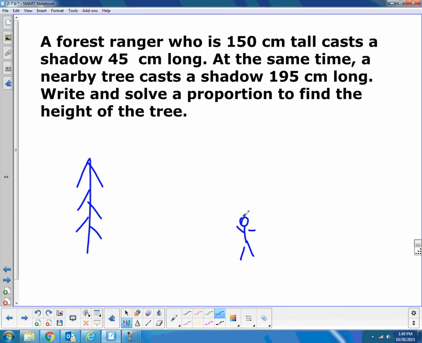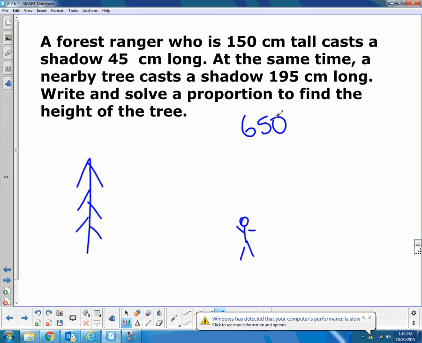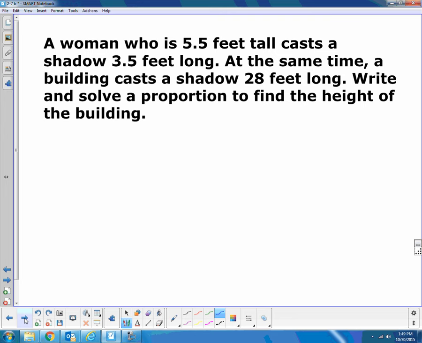I'm assuming you paused it and tried that, drew some pictures, labeled your pictures, set up a proportion, found the answer. The correct answer for this one is that the height of the tree is 650 centimeters tall, which seems tall, but a centimeter is pretty tiny. So 650 centimeters tall. If you didn't get that answer, make sure you watch the linked video.